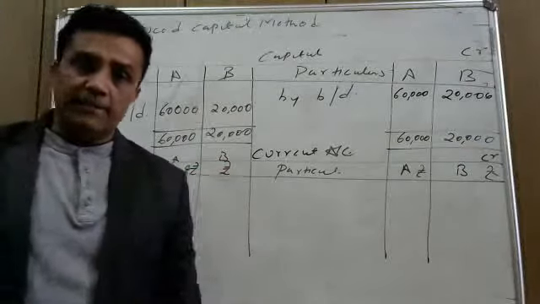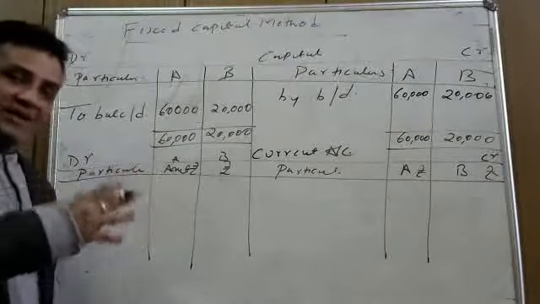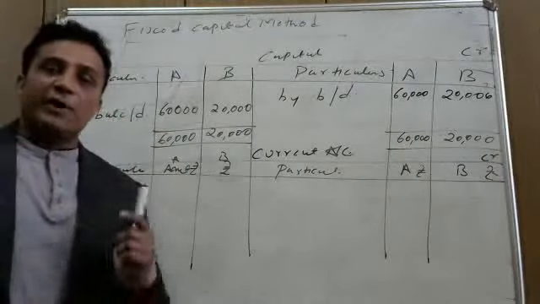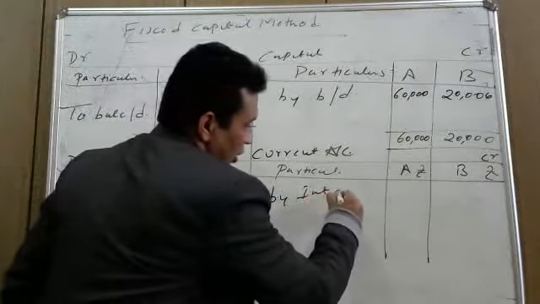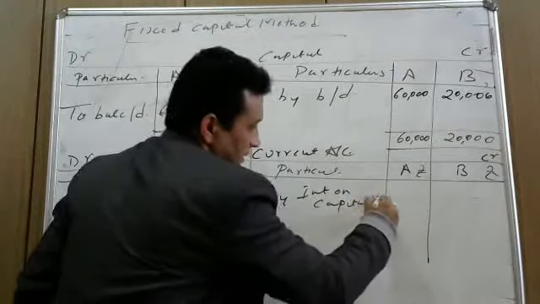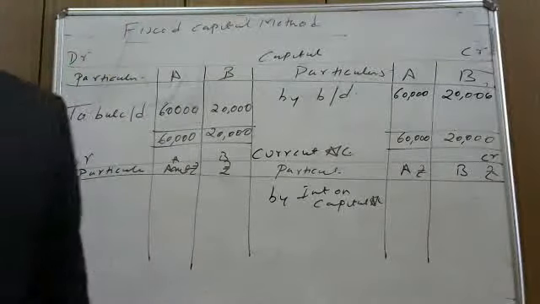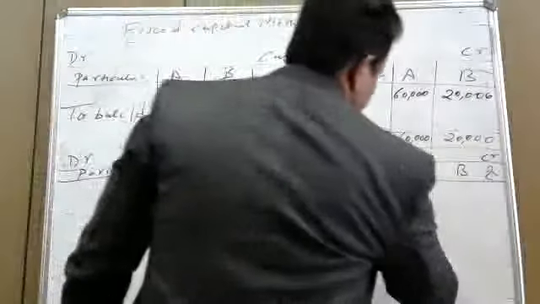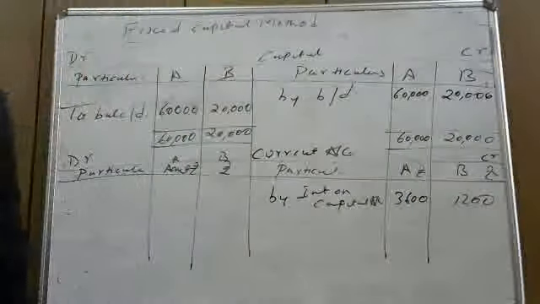So first thing, how much interest is A getting? A is getting interest on his capital. Does his current account increase or decrease? It increases, because he is getting interest on his capital. We write here "By interest on capital account". Now check the question. How much is A getting? A is getting 2,600 and B is getting 1,200.